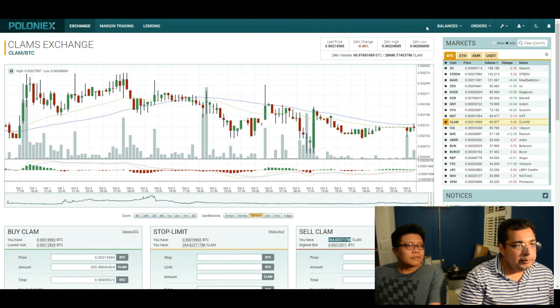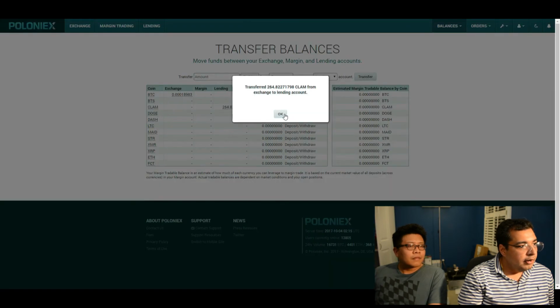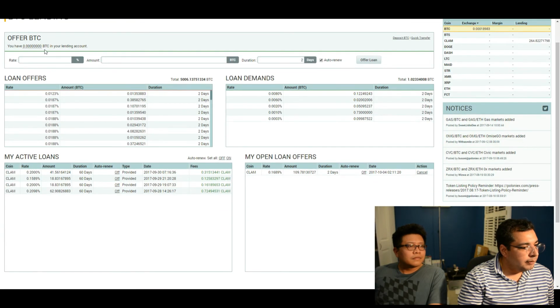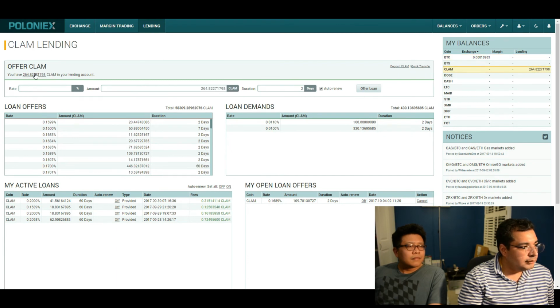So I will go back to balances, transfer balances. I'll go to clams. I'll transfer them off to lending. And I'll go to lending. And I can put up, let's see, the new amount of clams I have. I can click on clams. I can click on the new market rate, which is fluctuating.